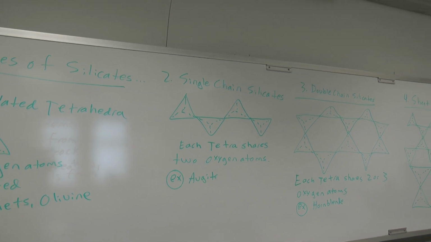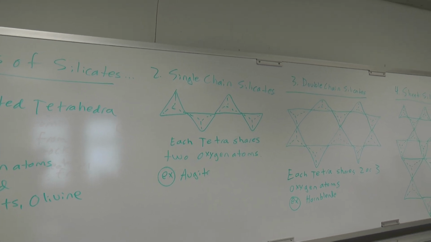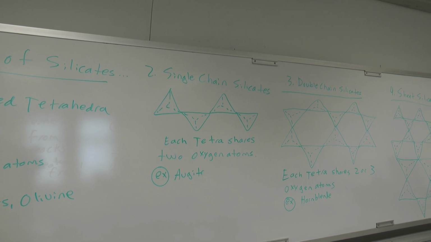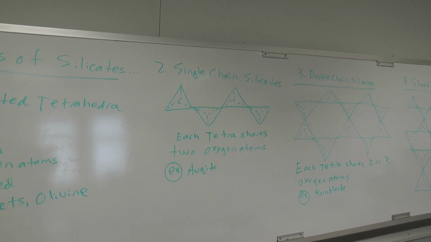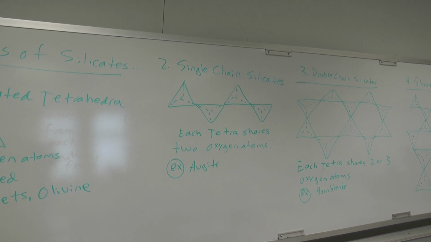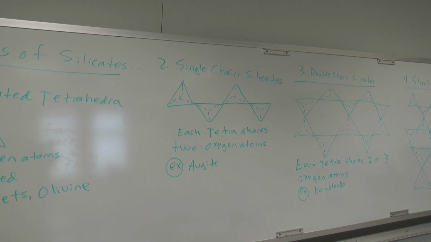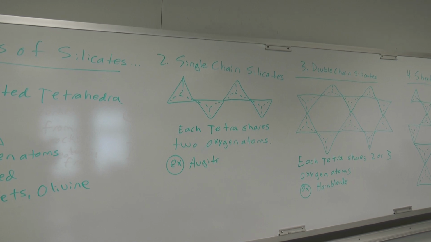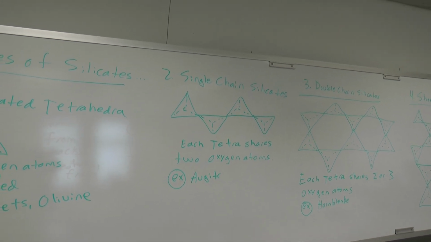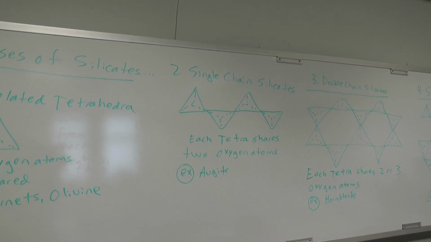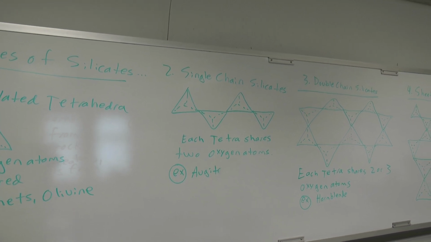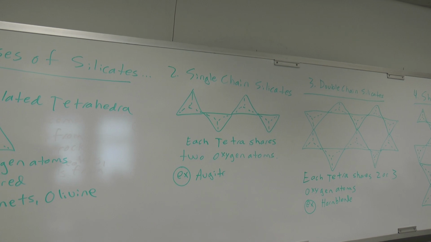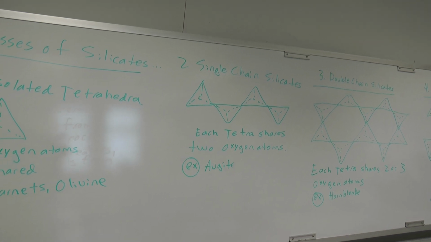So you see here that you have these tetrahedra sharing two of their four oxygen atoms. And I could have drawn this longer, but I have limited board space, but they're just going to continue to the right and to the left, and they're going to form these long continuous chains. And the example that people in lab would see is something called augite, which is a mafic silicate mineral.